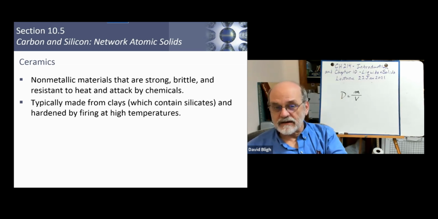We typically make ceramics from clays, which are basically silicates or aluminosilicates, and they are finished by firing at high temperature, which changes their structure.